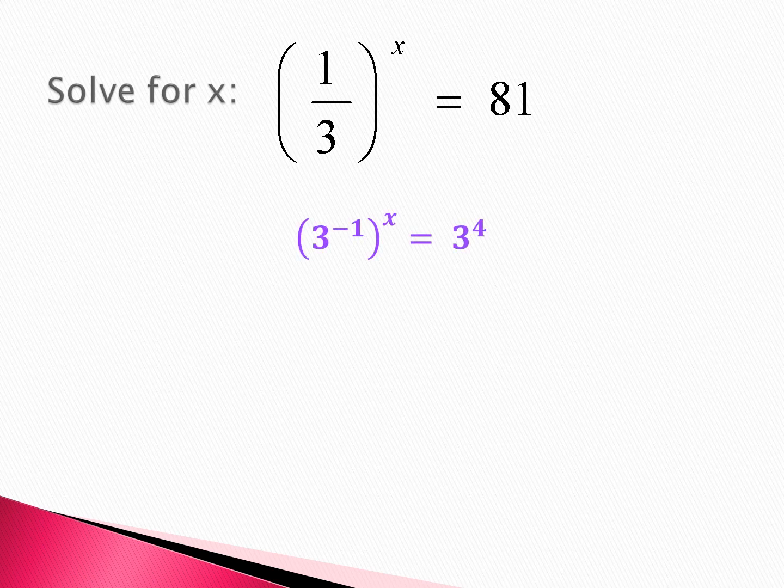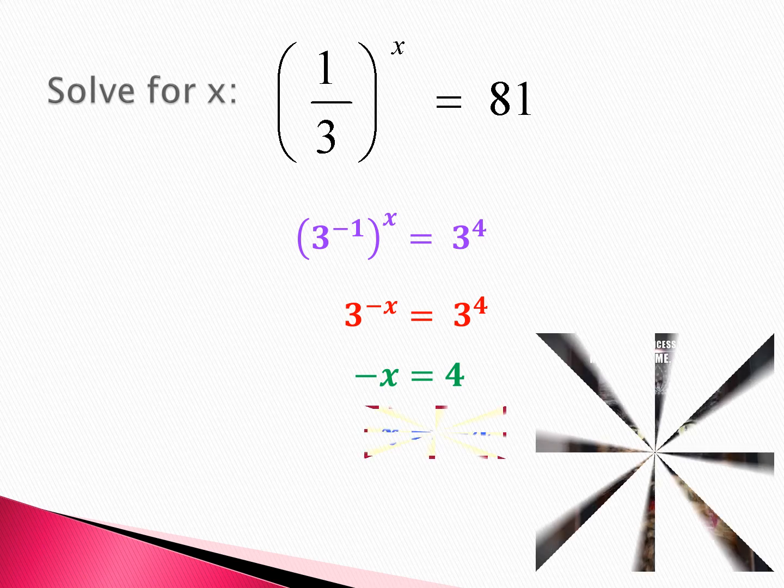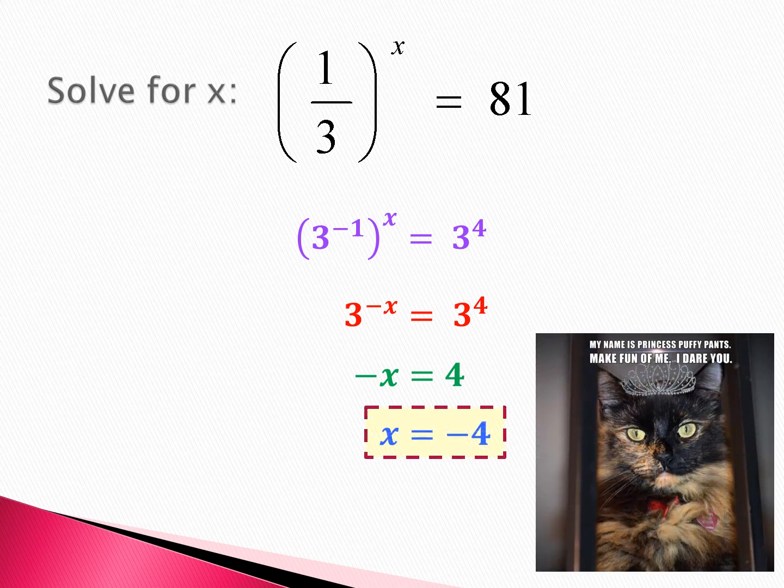Now, on the left side, I have a power of a power. So I have one base, two exponents. So I need to fix that. I multiply the two exponents together. So now that they are both powers of 3, the left side equals the right side, I can now set my exponents equal. So negative x equals 4. I divide by negative 1, and I get x is negative 4.